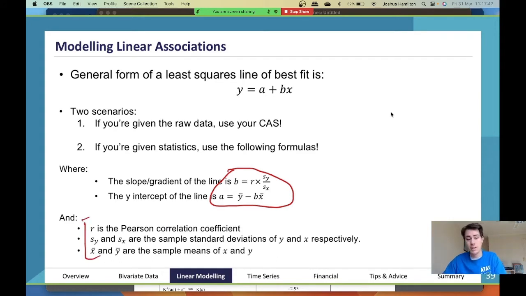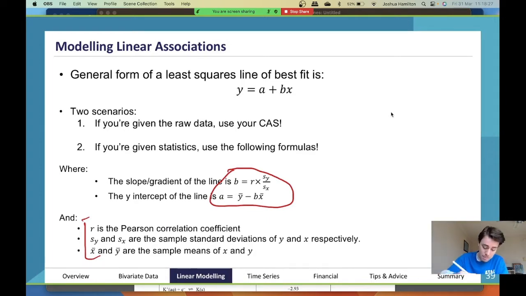So R is your Pearson's correlation coefficient. SY and SX are the sample standard deviations of Y and X respectively. X bar and Y bar are the sample means of X and Y. What I mean by sample is that it's the standard deviation of the Y values. We did our calculations on our Y values, and we got the standard deviation and the mean. We then did our X variables, and we got the standard deviation and the mean. Really important that you know it's just of those, it's not of the whole set of data. So it's just of the Y's, it's just of the X's. So you know SY, SX, X bar, Y bar.